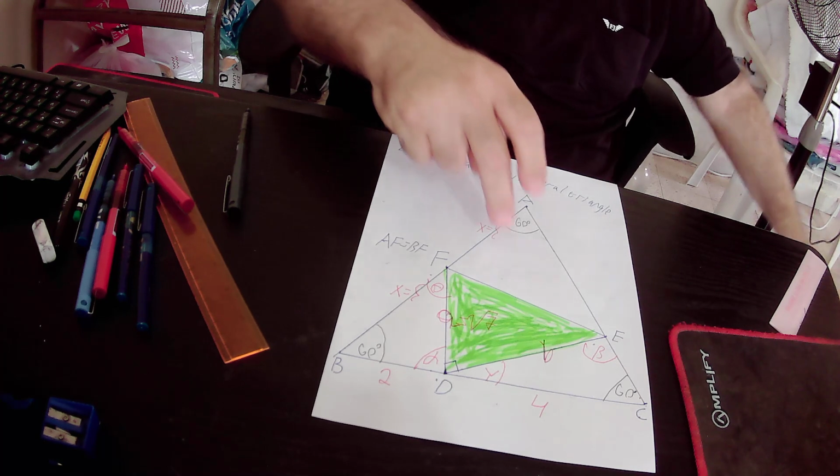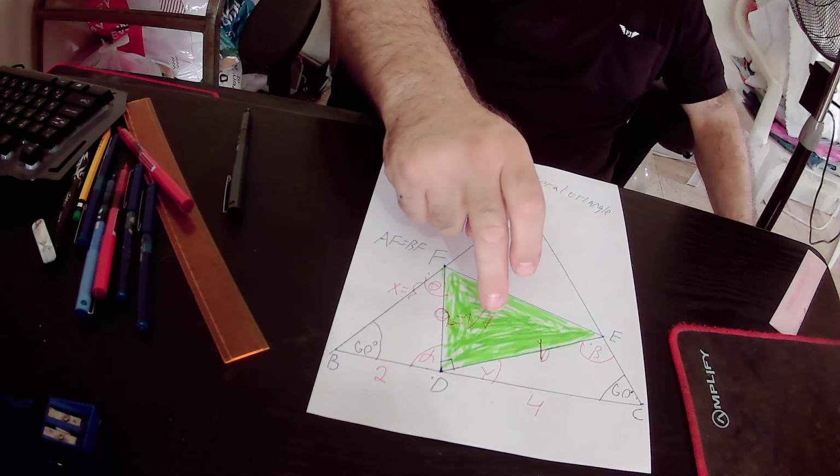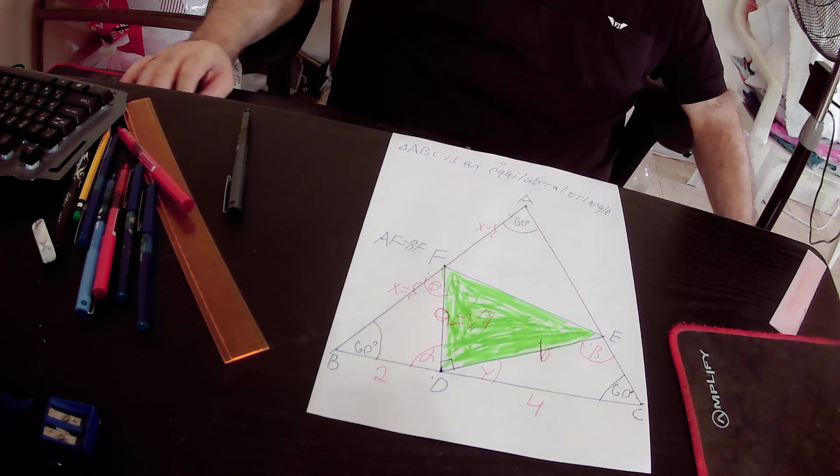Again, the area of the green triangle FDE equals 4.85 square units. Okay, thank you very much.